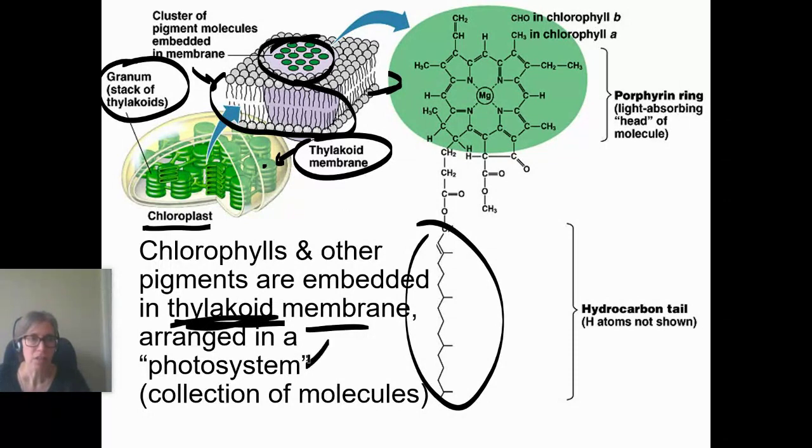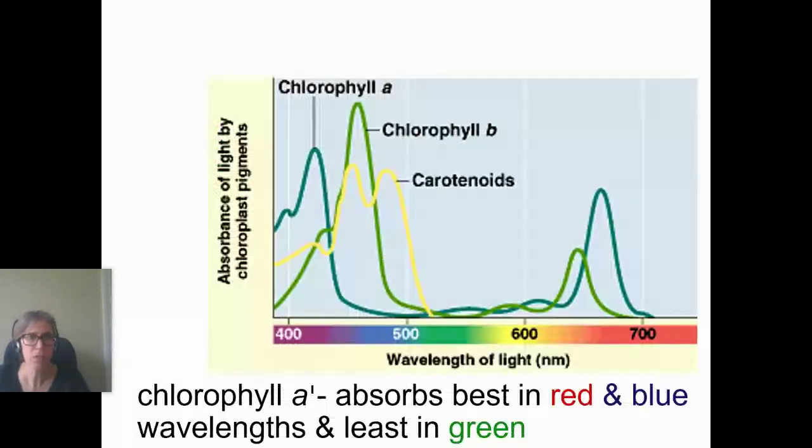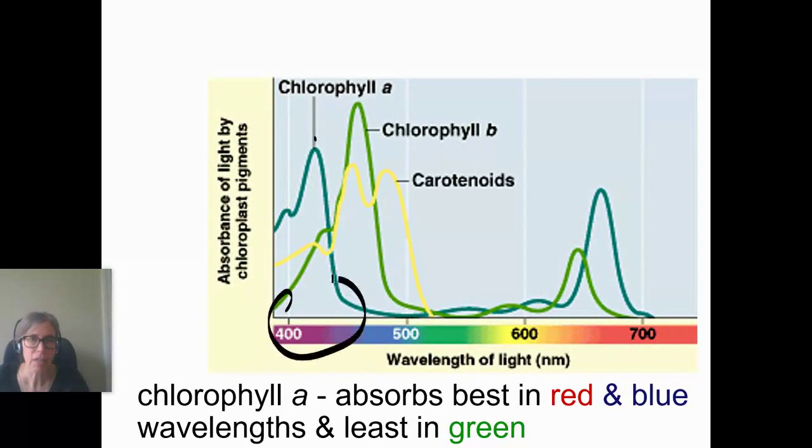They're arranged in a photosystem, which is a collection of molecules involved in harnessing light. Chlorophyll A absorbs best in the red and blue wavelengths, but least in the green. So what's happening there? Let's say you have some chlorophyll. Here's chlorophyll A, and it's going to be absorbing light here.